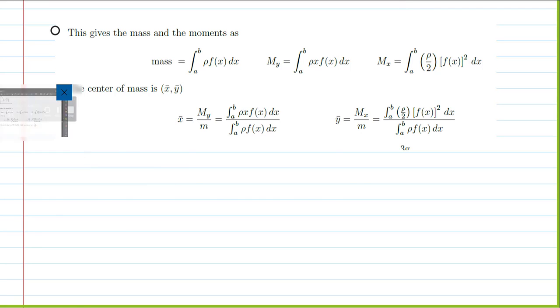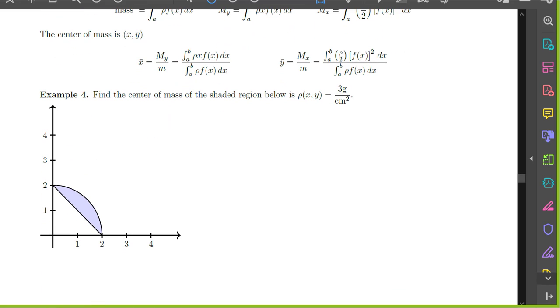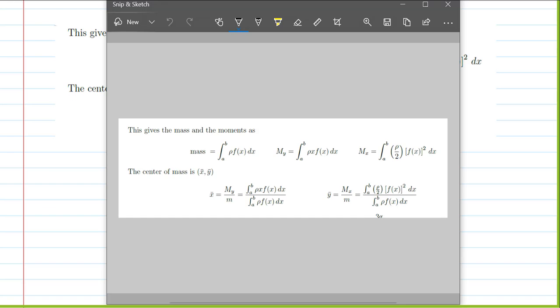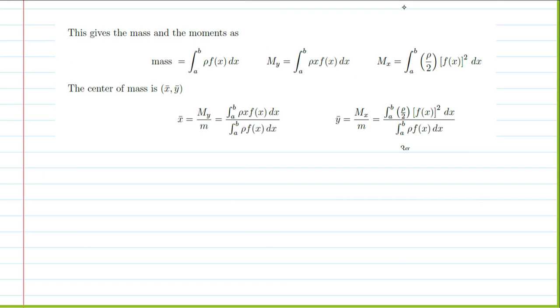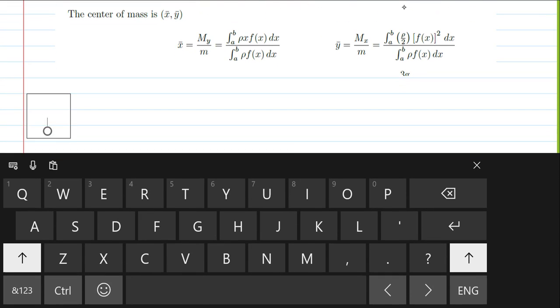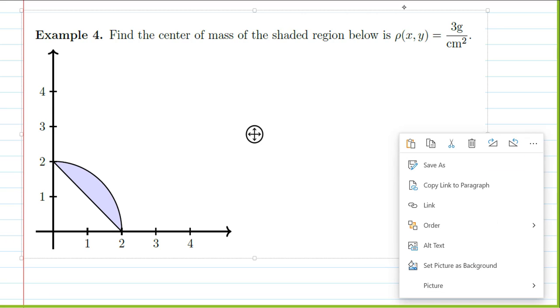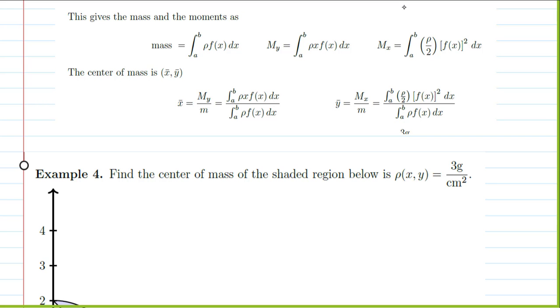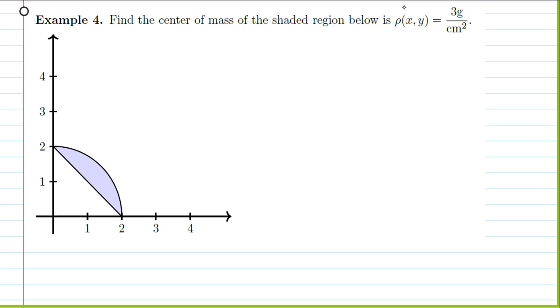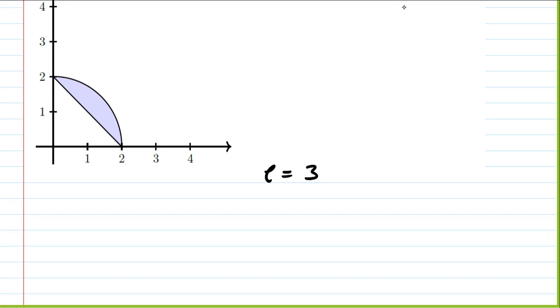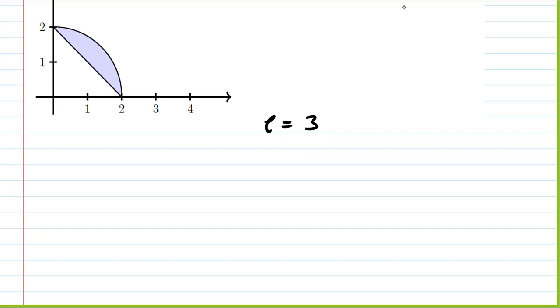All right, so let's go ahead and use these to find the center of mass of this region. So in order to do this, the easiest thing to do is to calculate mass, m sub y, and m sub x. So let's calculate each of those. We want the center of mass of the shaded region below, and our density function is just 3 grams per centimeter squared. So our density, for all intents and purposes, isn't going to change. It's always going to be 3, right? Okay, so let's calculate our mass first.